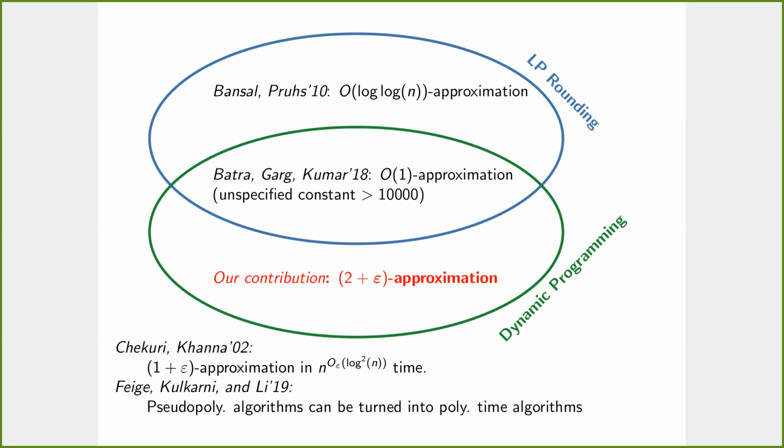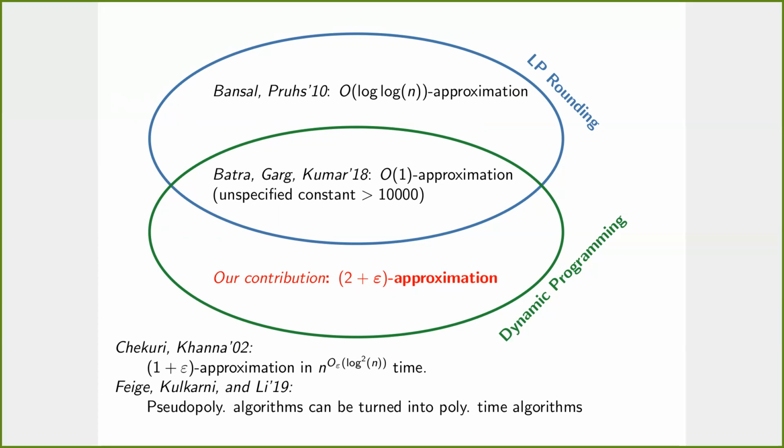And now Andy and I were able to drastically improve this ratio to 2+ε for any fixed ε greater than 0. And the main technique here is just dynamic programming. So we built upon the framework by Batra, Garg, and Kumar, and we simplify the approach to completely get rid of the LP rounding, and this ultimately leads to a drastic improvement of the approximation ratio.